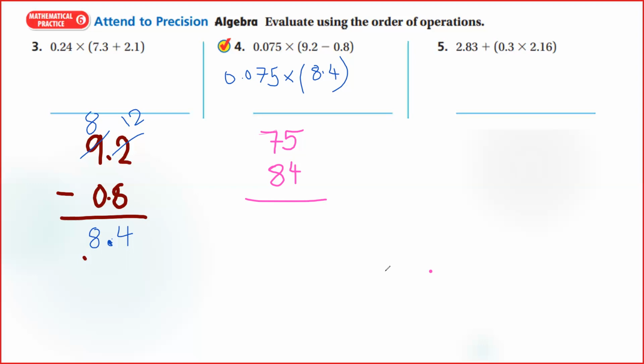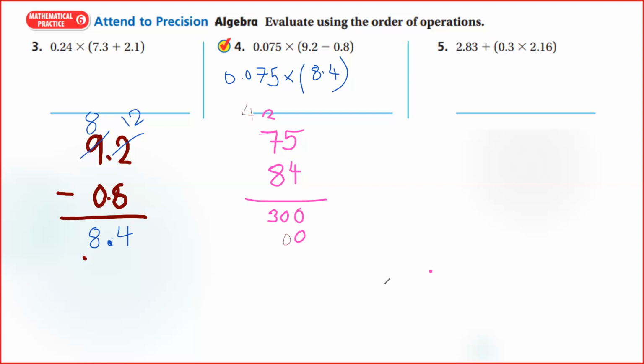So 5 multiply 4. 5 multiply 4 equals 20. 4 times 7 equals 28 plus 2 equals 30. Then we're going to now add 0. Down. Then 8 multiply 5 equals 40. So 0 down and 4 up.